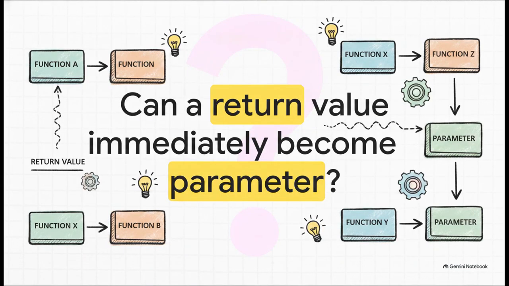Before I let you go, I want to leave you with a bit of a provocative thought experiment to ponder. If a function returns a value, can that exact return value immediately become the parameter for a completely different function? Think about how you might, say, chain functions together, using the output of one as the input for another to build incredibly complex programs out of simple, easily understood blocks.